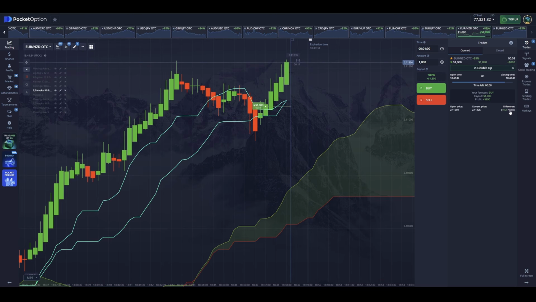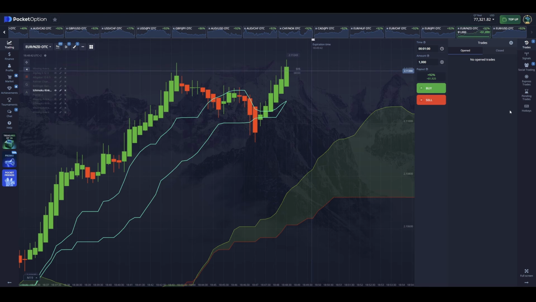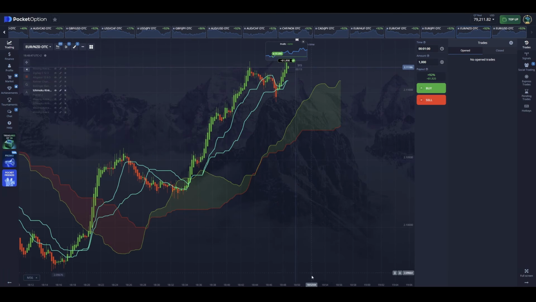You'll be able to profit with any indicators. Let me remind you that we covered indicators in Unity 4 and Unity 3, so make sure to check those out. So we have a lot of indicators that will work on the OTC market.